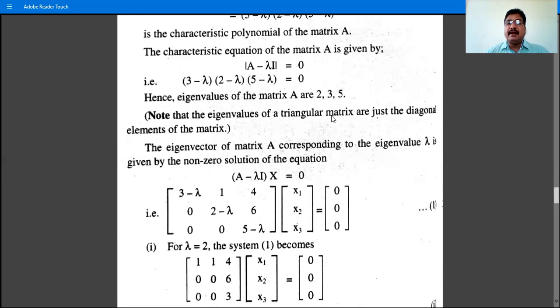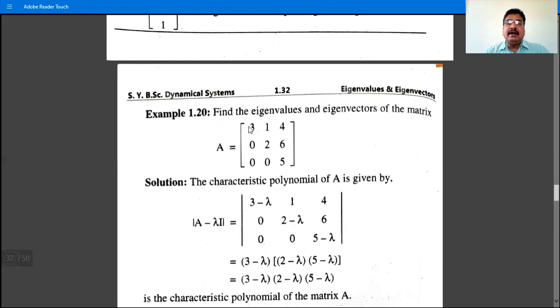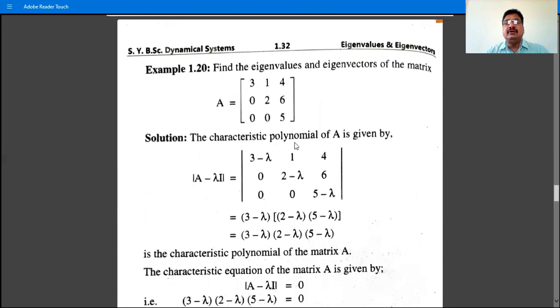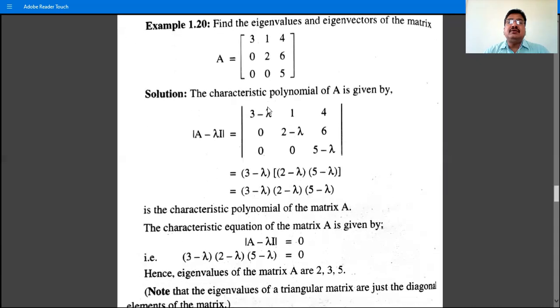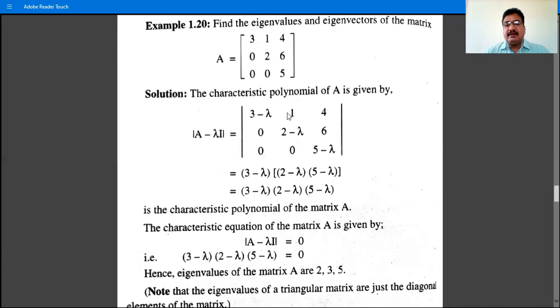Note that the eigenvalues of a triangular matrix are just the diagonal elements of that matrix. Triangular matrix means either an upper triangular matrix or a lower triangular matrix. And if the diagonal elements are non-zero, and below the diagonal and above the diagonal all elements are 0, then it is a diagonal matrix. It is upper triangular and lower triangular, both. For a diagonal matrix, the diagonal elements are the eigenvalues of that matrix.